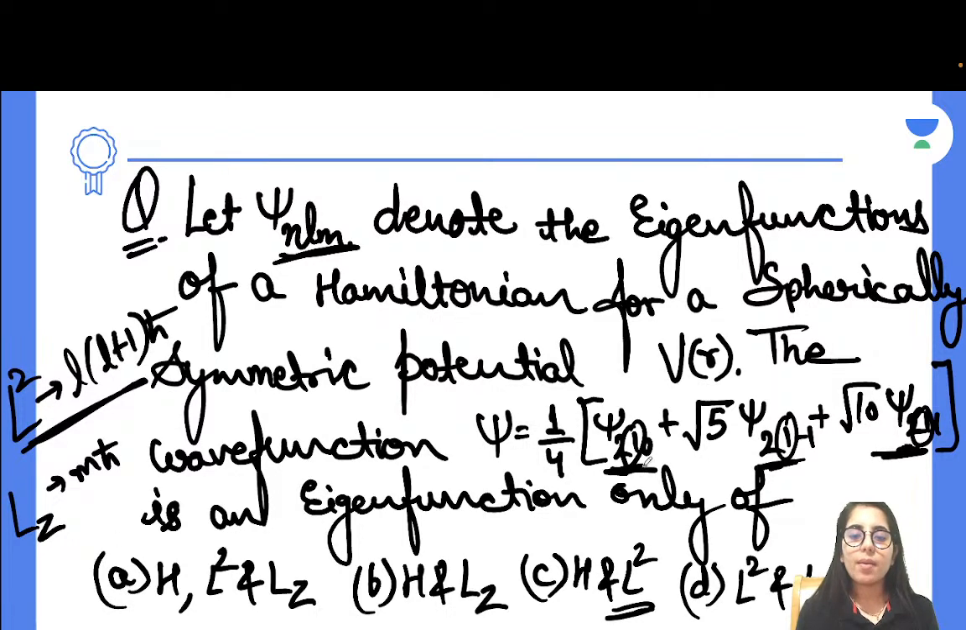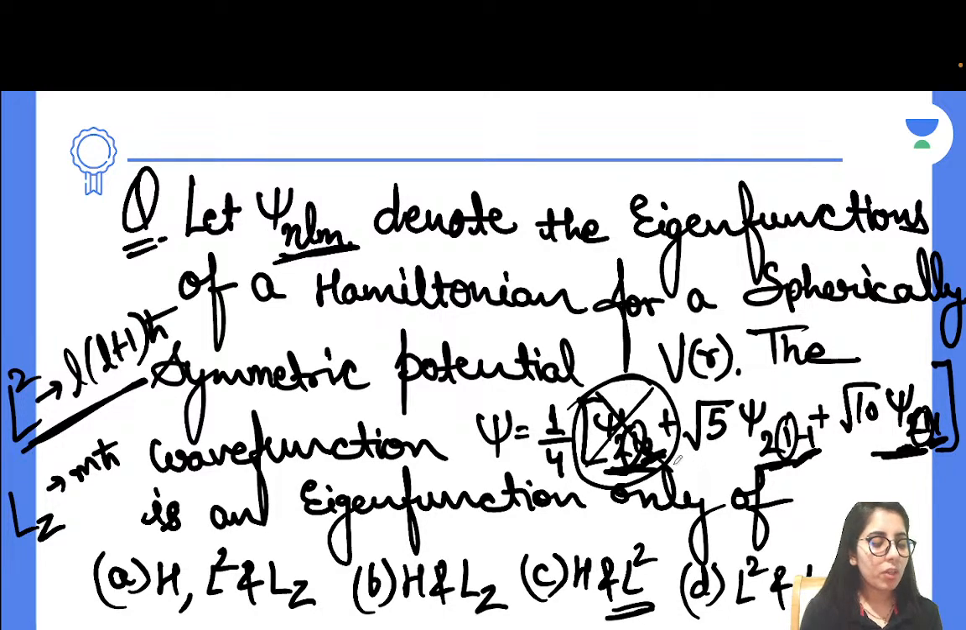So NLM, m is 0 for the first term, and in that case, what will happen? In that case, you are not going to get this term to be non-zero in your final expression of the wave function once you operate Lz there. So it's not the eigenfunction for Lz. And that means your answer must have just h and L square in it and not the Lz. And that gives you option C to be the correct one.